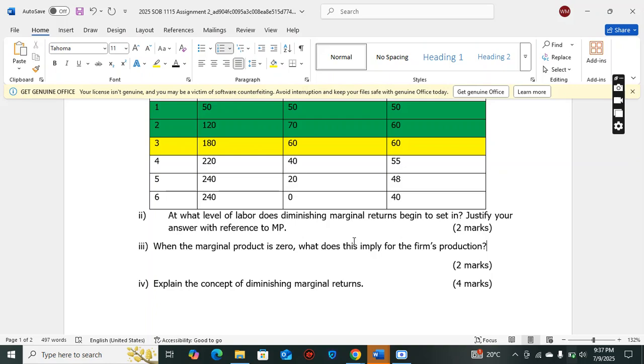Or you said it declines after the second laborer. That is also correct, madam, because yes, it begins after the second laborer. So yes, you're basically saying the same thing.